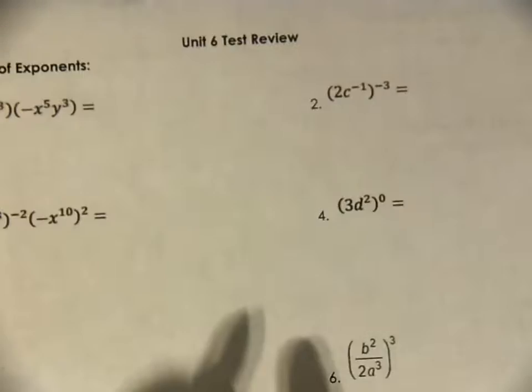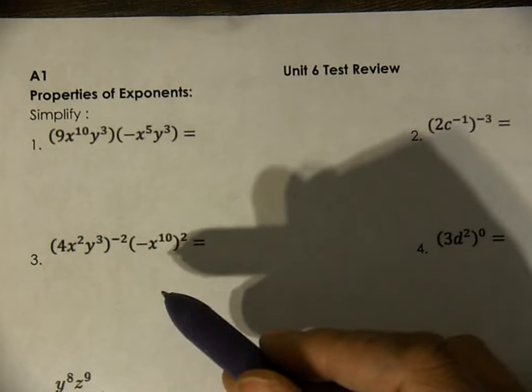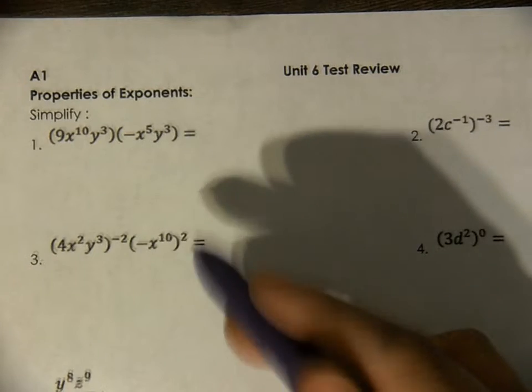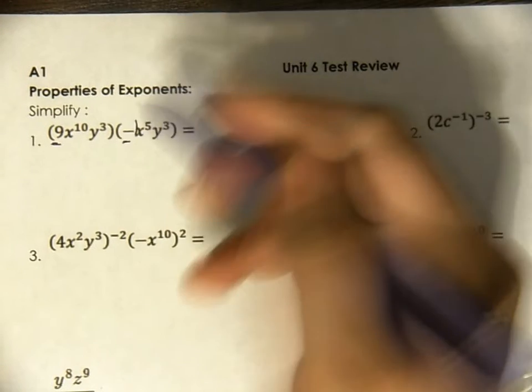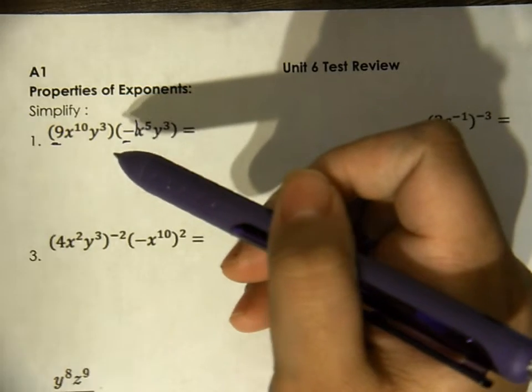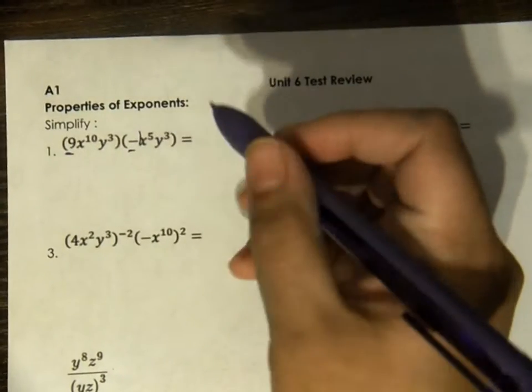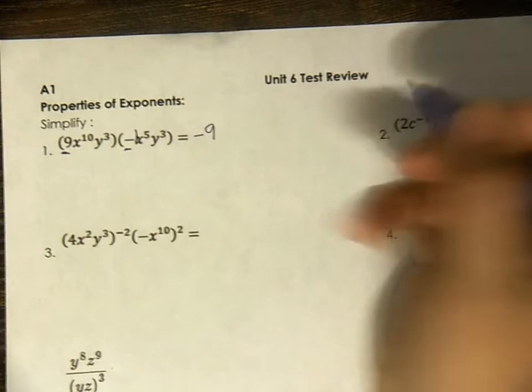So we see here we have a 9. You always look at the numbers first. So we have a 9 and a -1. Those two numbers, you can add a little -1 there, need to get multiplied together first. So we are going to multiply them together. 9 times -1 would give me a -9. That's what I have to start with.